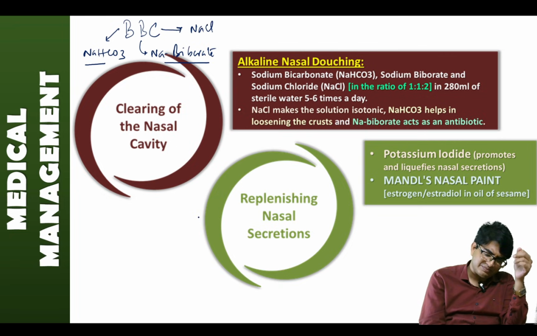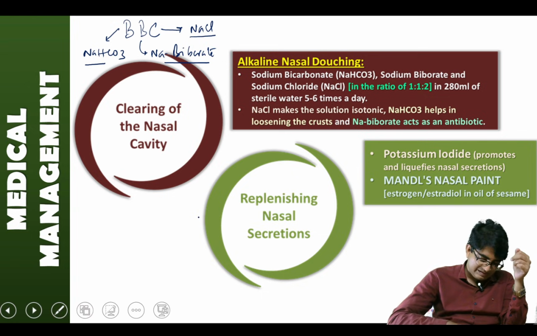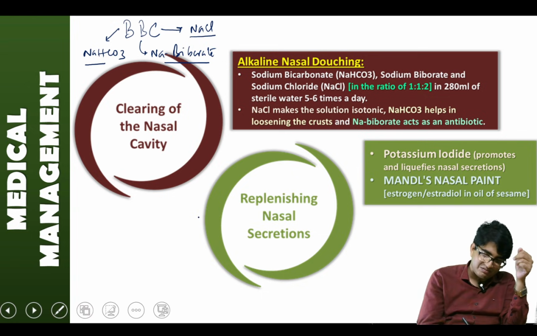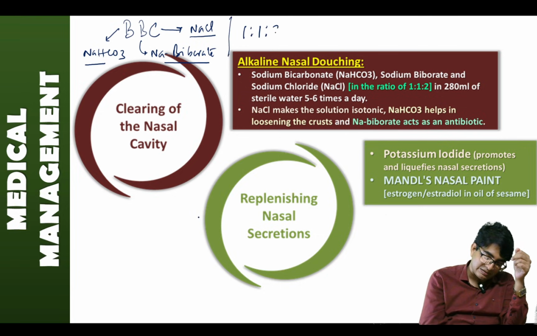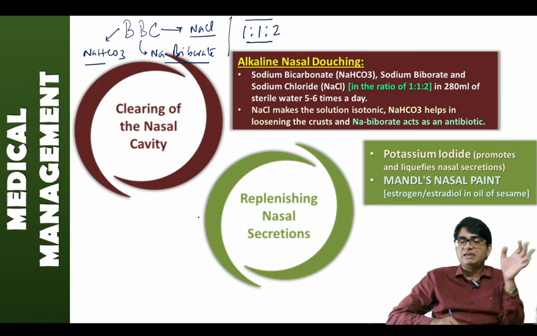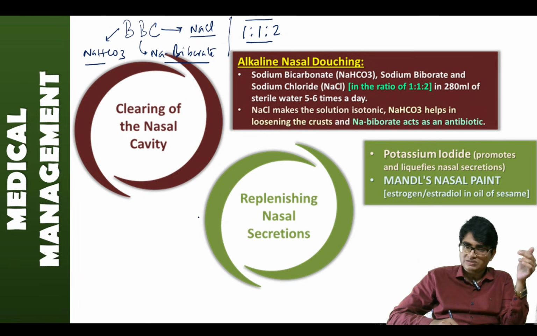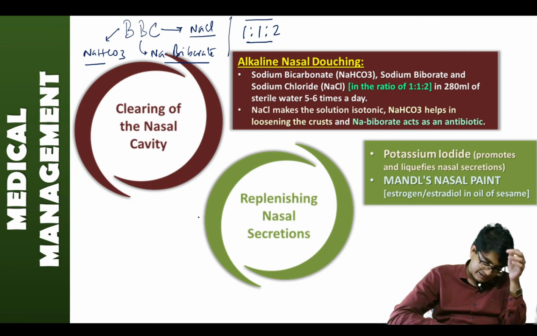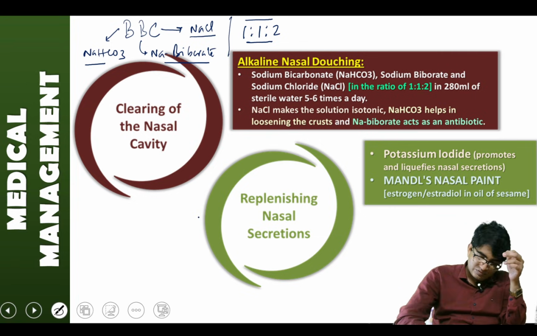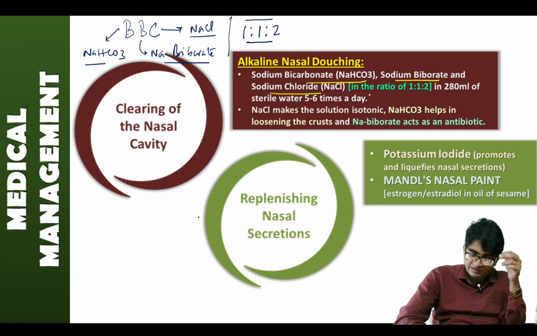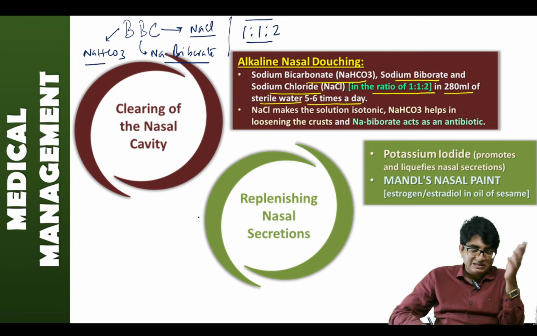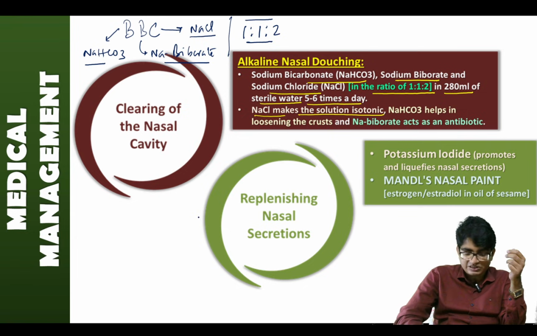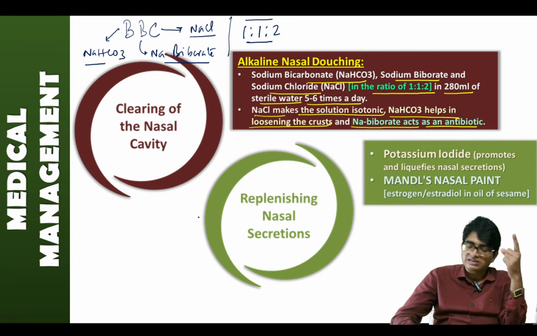Third C, sodium chloride. So these three things need to be dissolved in 280 ml of sterile water in 1:1:2 ratio. So sodium biborate and bicarbonate are in 1 portion each and 2 portions of sodium chloride, correct? Okay, 5 to 6 times a day. What are their uses? Sodium chloride makes the solution isotonic, important. Sodium bicarbonate helps to loosen up the crusts, and sodium biborate acts as an antibiotic.